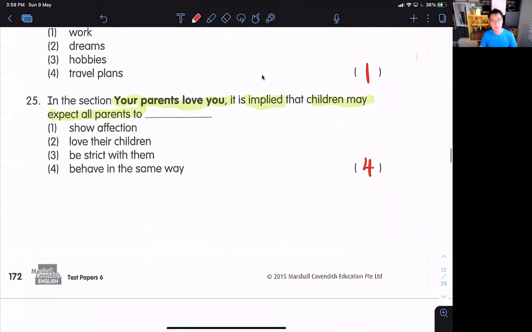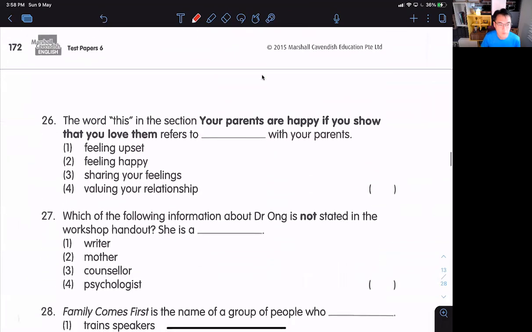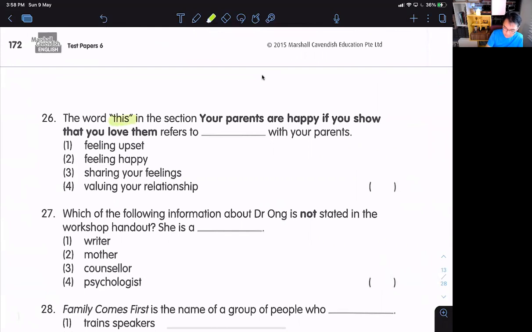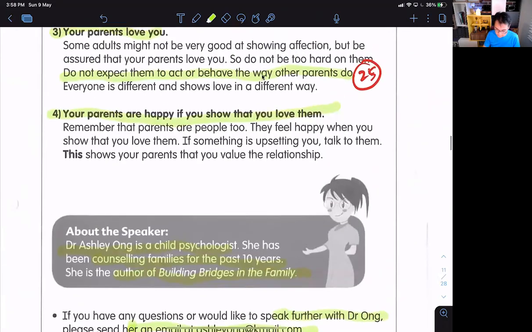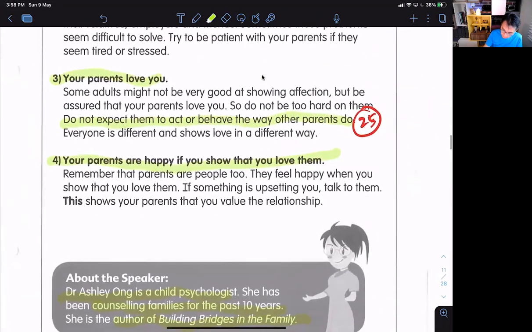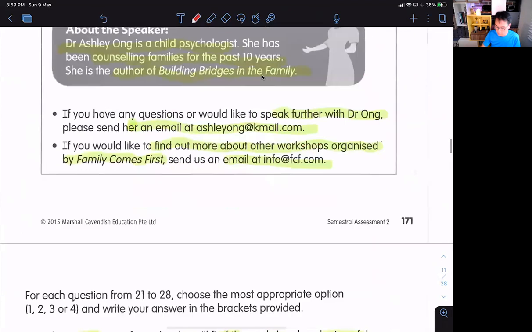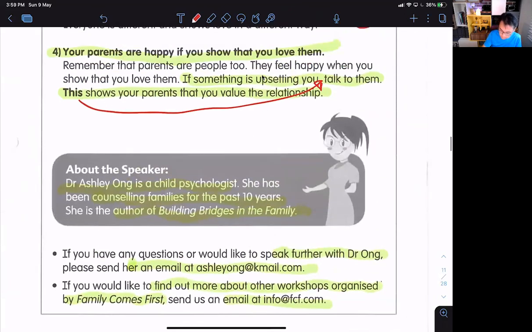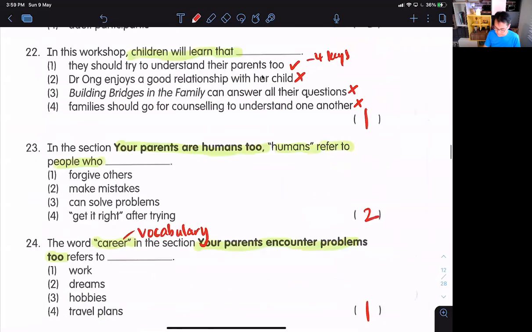All right, so at this point, we're almost through. Question 26, the word this in the section, your parents are happy if you show that you love them, refers to what with your parents? So over here, if something is upsetting you, talk to them. This shows that your parents value the relationship. So this refers to talking to your parents, right? 26, talk to them. That's the answer.